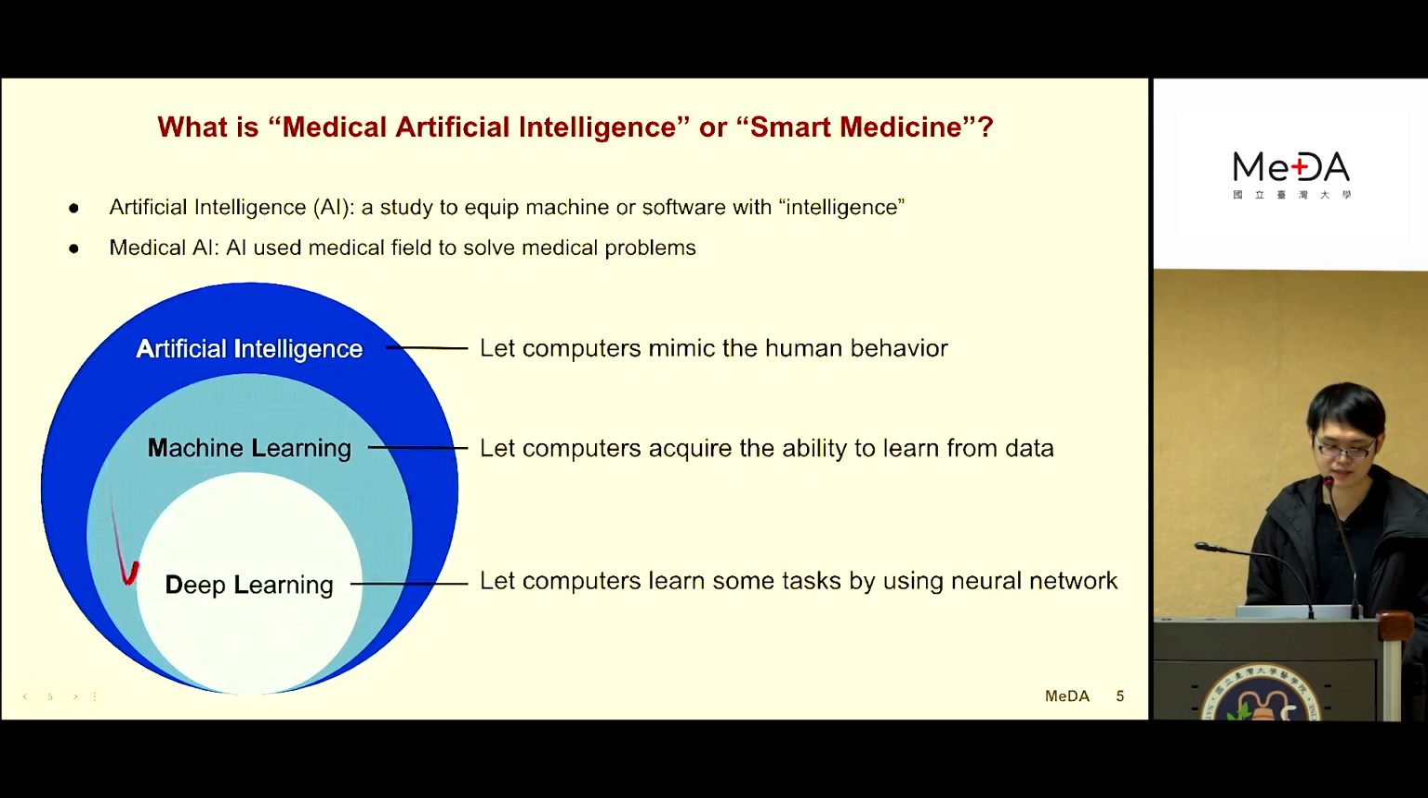Later you might hear some terms about machine learning or deep learning. They are techniques to solve the problem of AI, methods to realize AI. Machine learning is a technique that lets the computer learn knowledge from the data itself. And deep learning is a special case of machine learning, which means we use neural networks to learn the task.